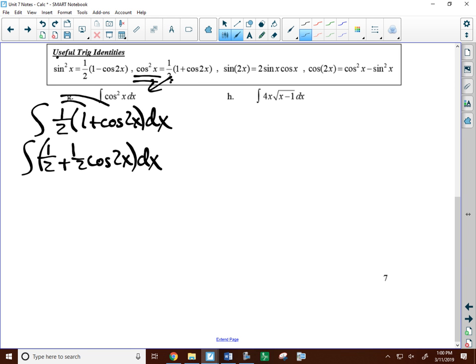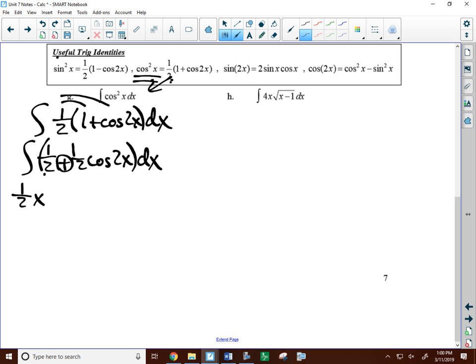Now I'm going to do the sum rule. Before I even do, I'm going to need a little u substitution. First I'm going to do the sum rule. Right? It says I can do each integral separately. So the one on the left I can do. The integral of 1/2 with respect to x is just 1/2 x, right? The integral of a number is just number x. So it's just 1/2 x.